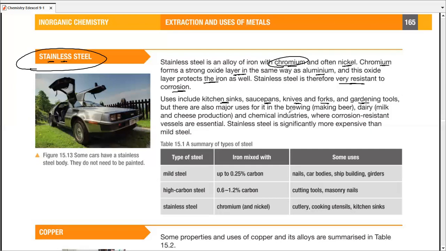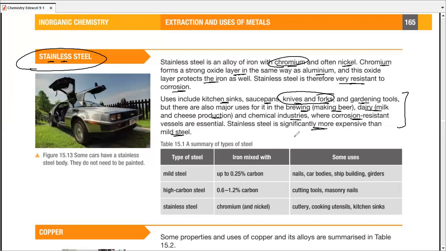Gardening tools, there are many major uses. The major uses also include the brewing industry, the dairy industry, milk and cheese production, chemical industries. Wherever a corrosion-resistant vessel is required, stainless steel would be used. Stainless steel is very expensive compared to mild steel, significantly more expensive. But of course, the use requires something that never gets rusted.